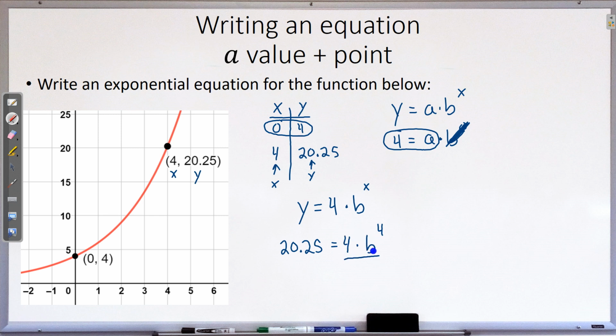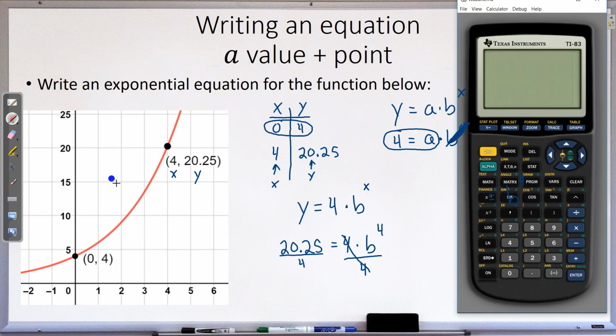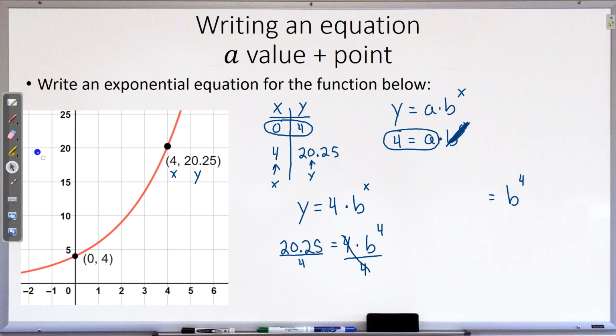We're going to get it by itself by first dividing by 4. So these 4's go away, and we need to do 20.25 divided by 4, and that will equal b to the 4th. So let's do that real quick. Turn my calculator on, and 20.25 divided by 4 is 5.0625. I'm going to use all the decimals, 5.0625.